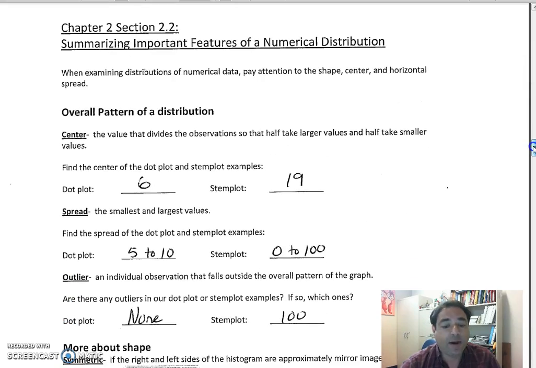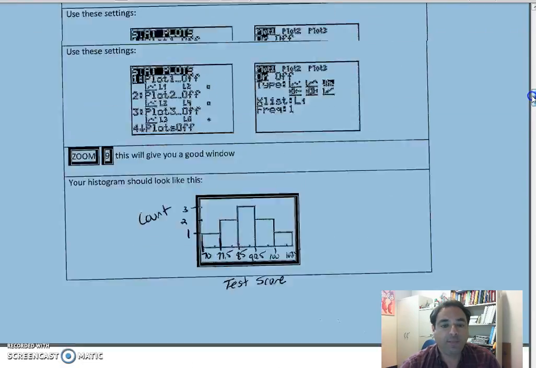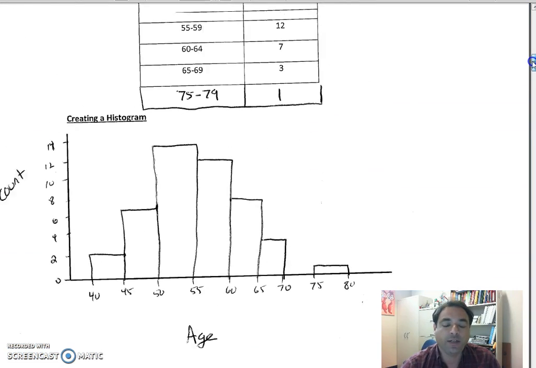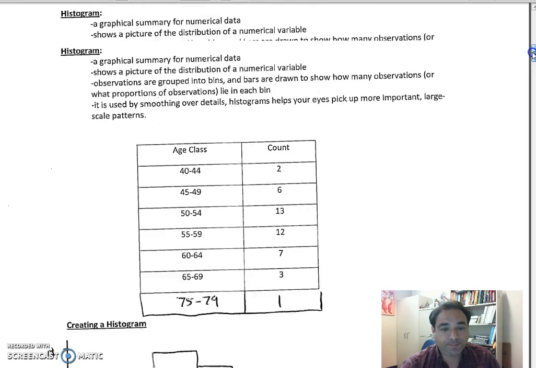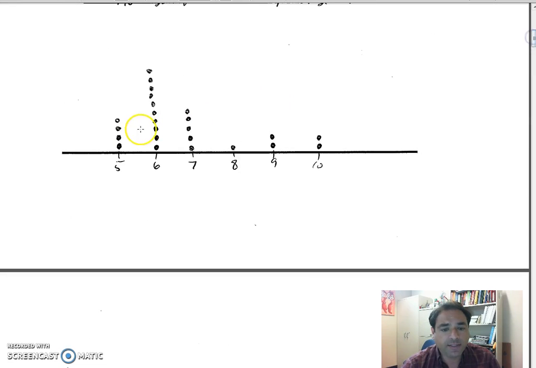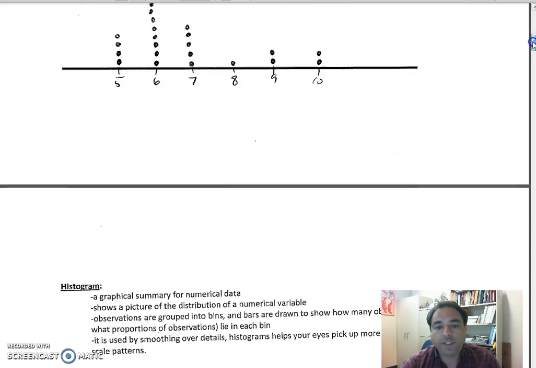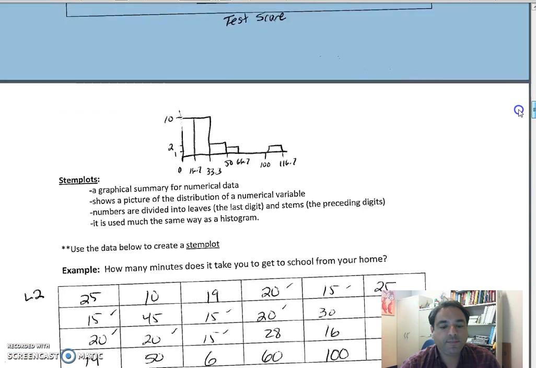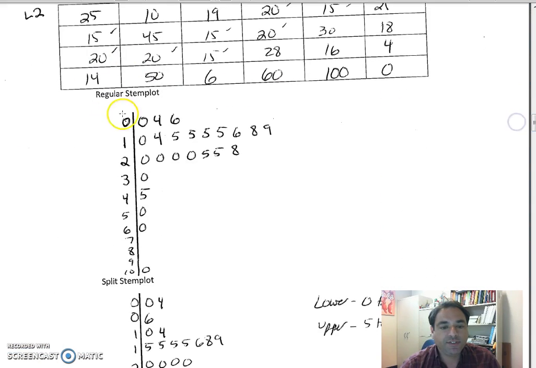Then we can see if there are any outliers. Now there's a formal definition of outlier, but for us we're just kind of looking at it. If I look at the dot plot, it looks like all the data flows, there are no breaks or gaps, so I'd say there's no outlier. Then we can look at the regular stem plot. Notice the data flows, flows, flows, flows. Ooh, there's a large gap here. So we can consider 100 an outlier. It's outside the rest of the data.